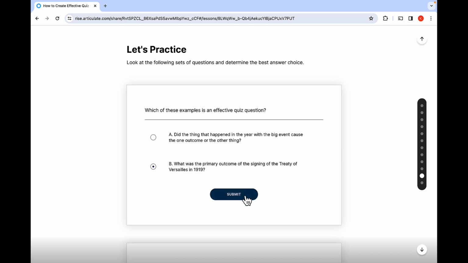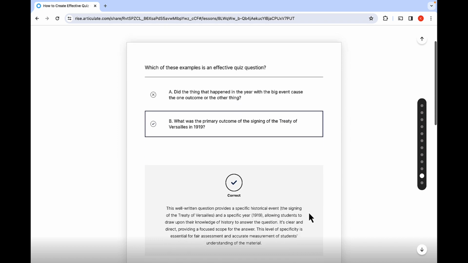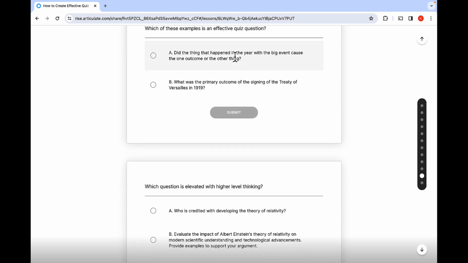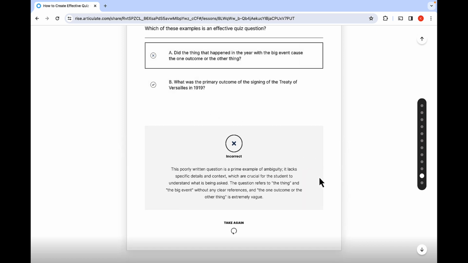If you chose B, that is the correct answer. Here you will see there is feedback provided as well. This is a well-written question in which there are specific events and a specific year. If you take this again and choose the incorrect answer, there is also feedback. This question is ambiguous and does not provide accurate details.